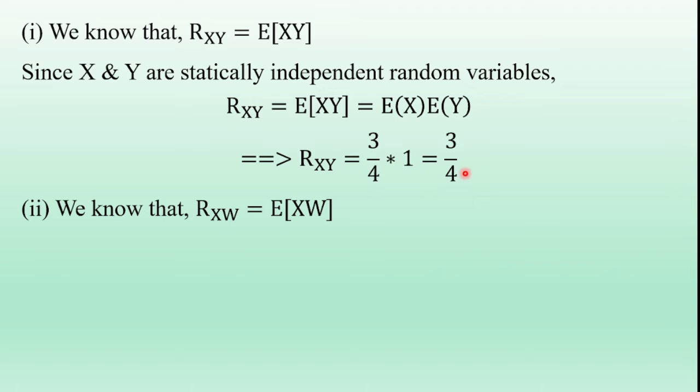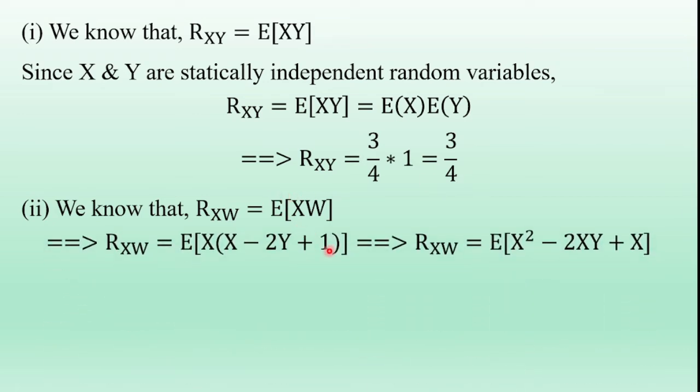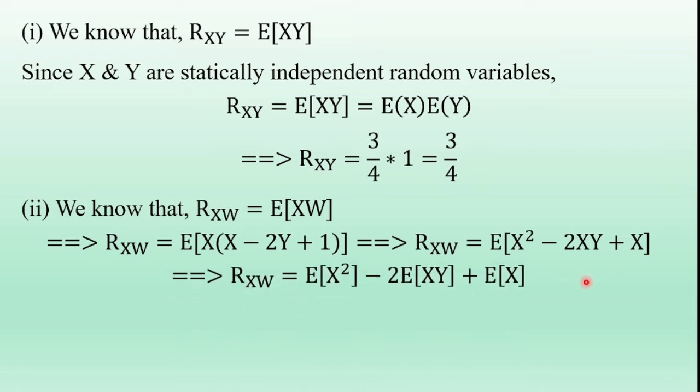And the second bit solution: find R suffix XW. We know that R suffix XW is equal to the expectation of XW. Given that the random variable W is defined as X minus 2Y plus 1, multiplying X within the bracket, we get the expectation of X square minus 2XY plus X. After that, on the RHS, applying the expectation property, the expectation of a sum of random variables is equal to the sum of their individual expectations. So R XW is equal to the expectation of X square minus 2 times the expectation of XY plus the expectation of X.